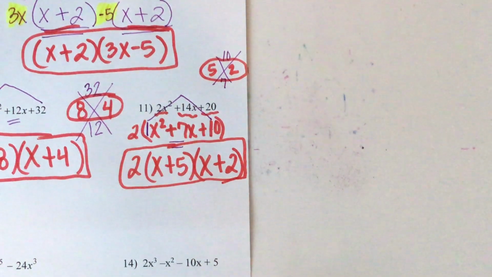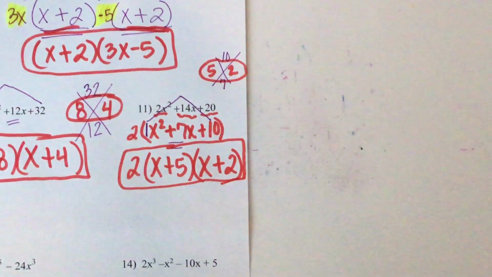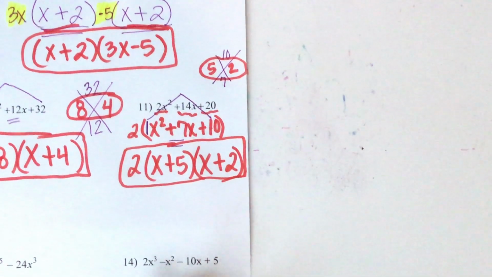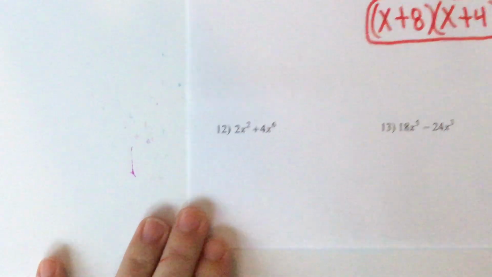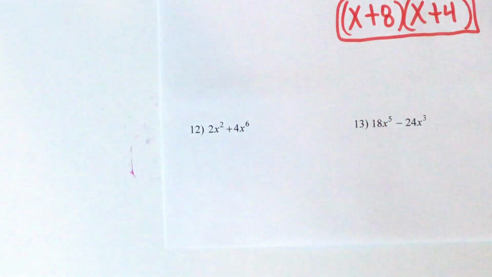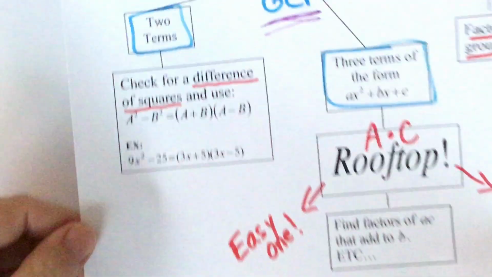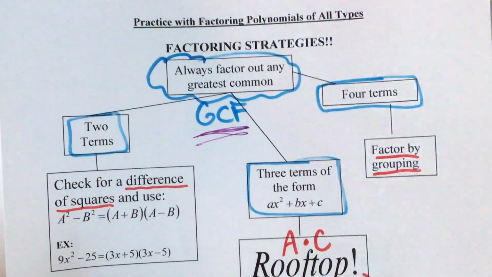Okay, a few more. We're almost done here. So this is everything we've been working on, just put all together. So you have to know what kind of problem it is. So that's why this flow chart is so important. Okay, first thing up, always a GCF.